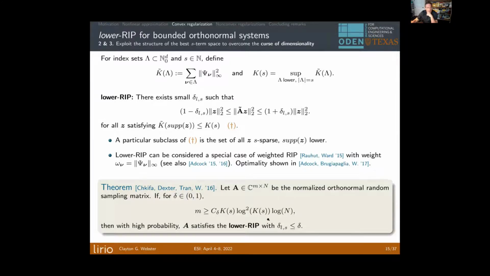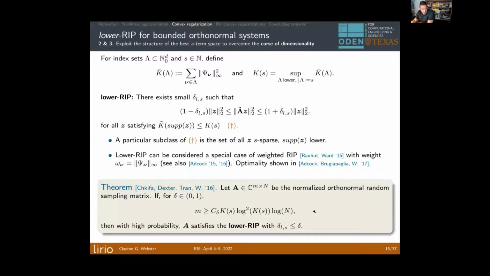Okay, if I go through now the theory induced by this lower RIP, you can see that the sample complexity looks exactly the same, except that wherever I had an S, now I've replaced it by a K of S. In other words, with high probability, given this number of samples, this matrix will satisfy the lower RIP.